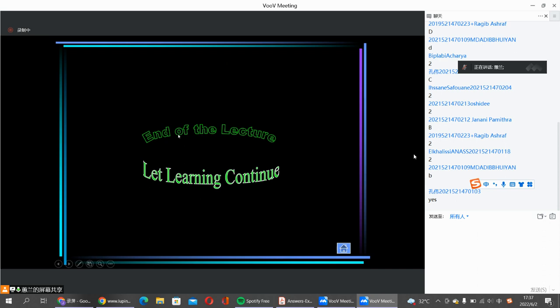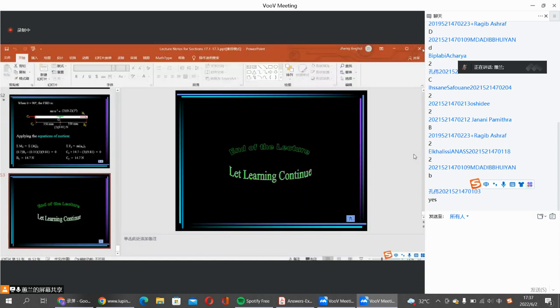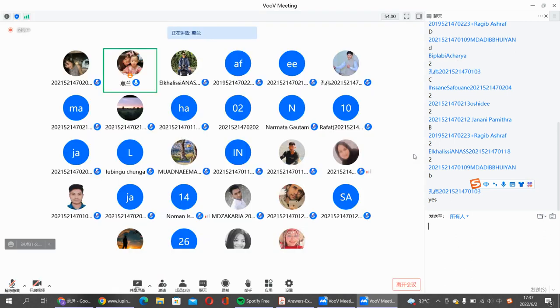So this is for translation, for when the body is doing translation. We will continue to study the case when the rigid body is doing rotation.